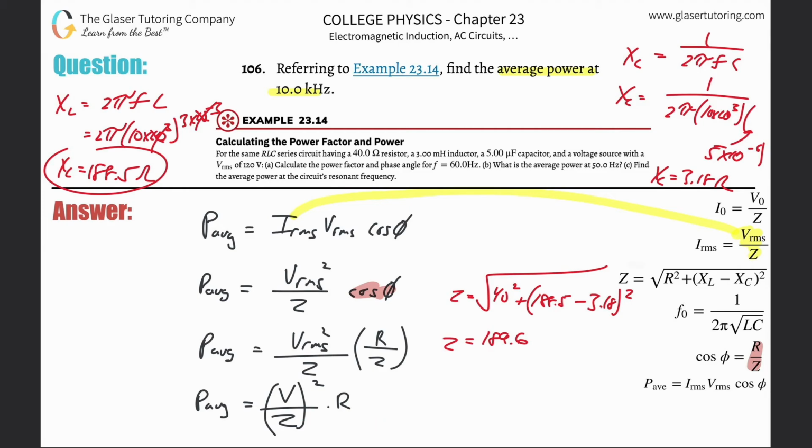We take that and plug it in, and we have everything we need. So this is simply 120 volts squared divided by 189.6. Well, let me not square that yet. Let's just do that division, square it, and then multiply that by the resistance of 40 ohms. So we take 120, divide it by that exact answer, square that result, and multiply by 40. That's about 16.0 watts, and that is then the power.